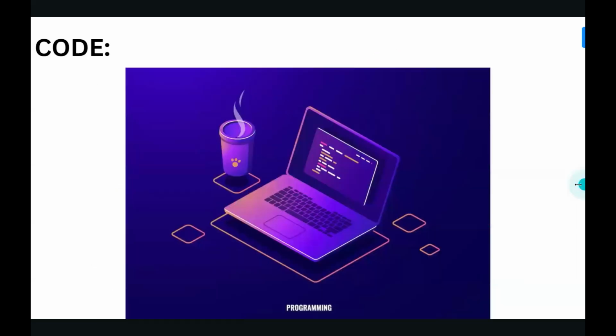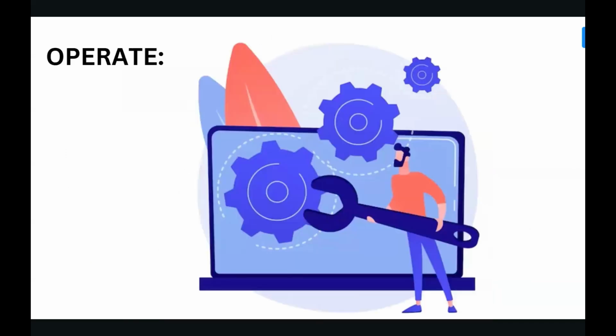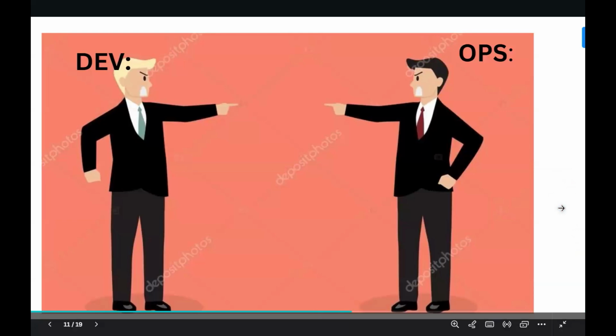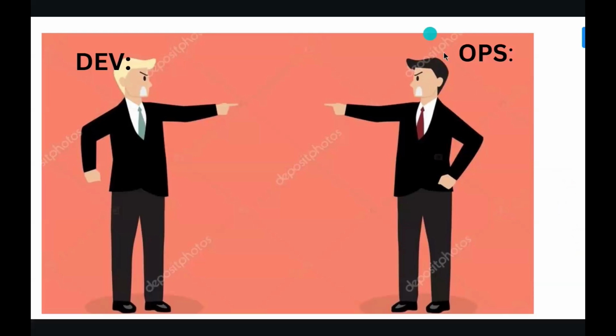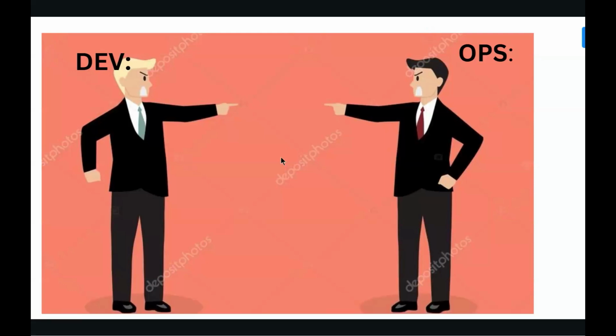So let me tell you, actually this scenario was before DevOps. Once I have deployed my application over the server, my application has been built. Once I have deployed my application over the server, my application has failed. So once the application has failed in the server, ultimately there will be a lot of confusion between the development team as well as the operational team. Now my question is, what was the confusion here?